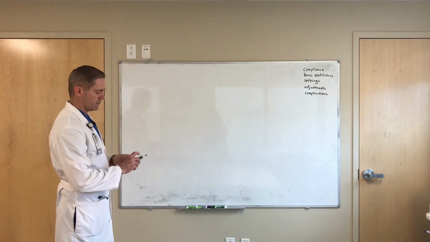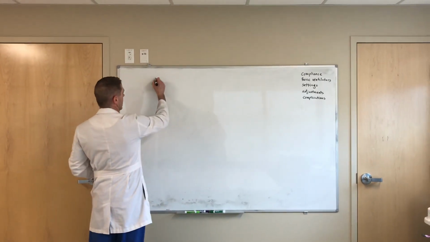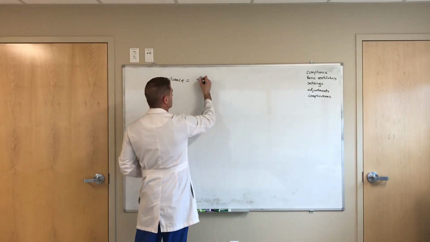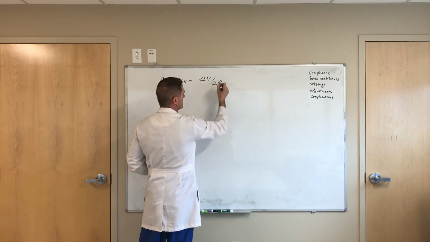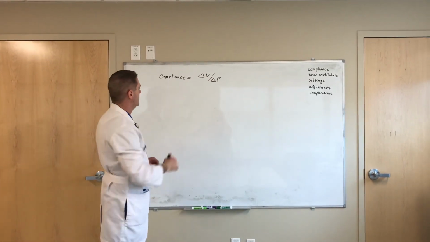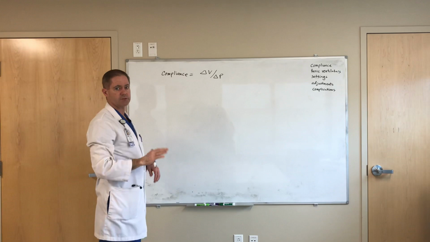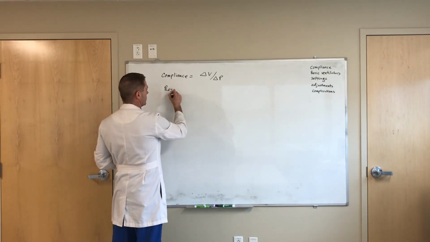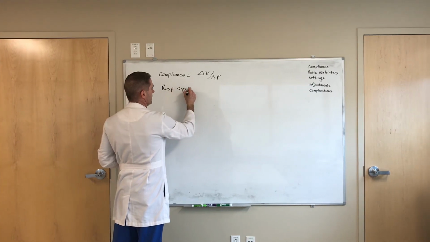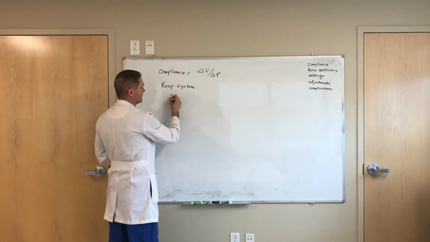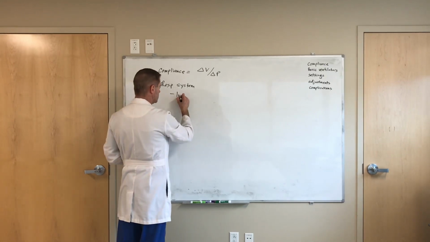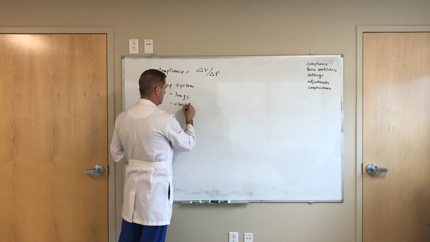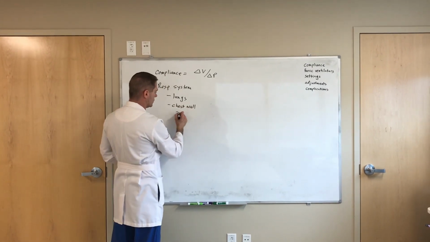All right, so the first thing I want to talk about is compliance. Compliance is going to be the change in volume over the change in pressure. This is really important to understand. There are two basic types of compliance when we talk about the lungs. We talk about the total compliance, which is the respiratory system compliance. Respiratory system compliance is made up of the compliance of the lungs, but also compliance of the chest wall. And the chest wall also includes the abdomen.